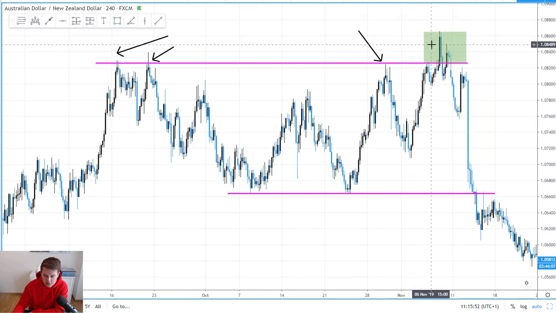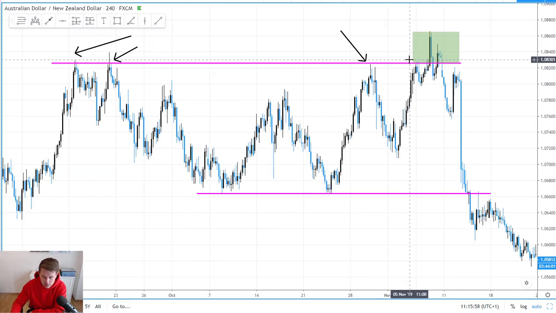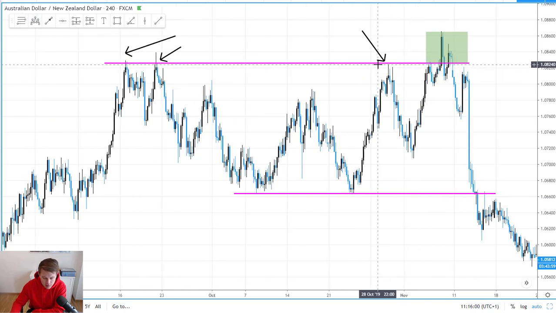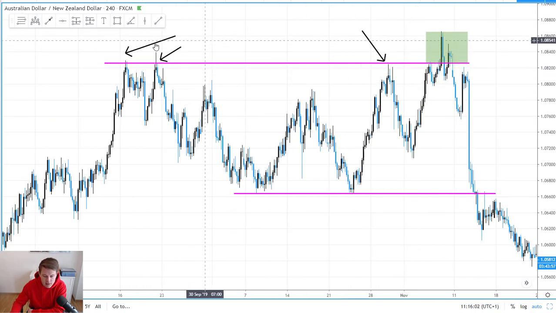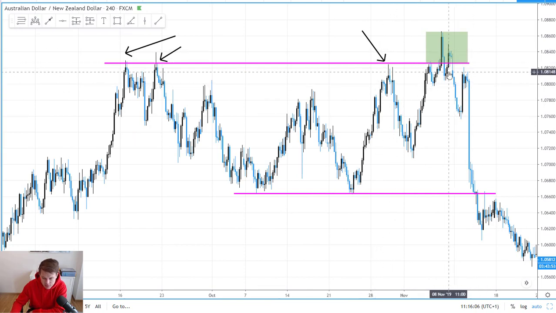Some people call it fake out, some people call it spring pattern, failed breakout, a trap. It doesn't matter what you call it. You just have to be aware that the more often the level has been touched, the weaker it gets and the more likely such a fake out happens.